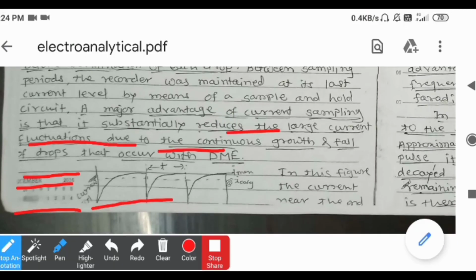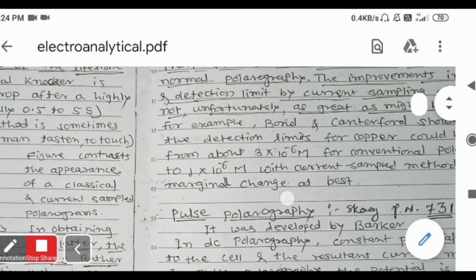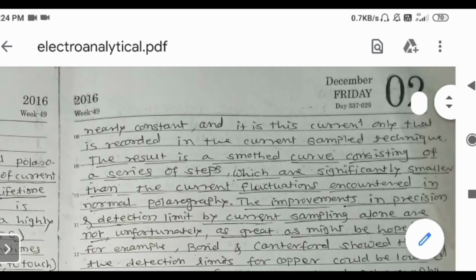Okay, so these limitations that we are finding in the dropping mercury electrode polarography technique can be eliminated by using this tast polarographic technique. Here is how the current is measured. The current is measured only for a shorter period of time, and due to this measurement at a particular time interval we get the reduction in the Faradaic current, and at the end we can say that the fluctuation from the values is eliminated.